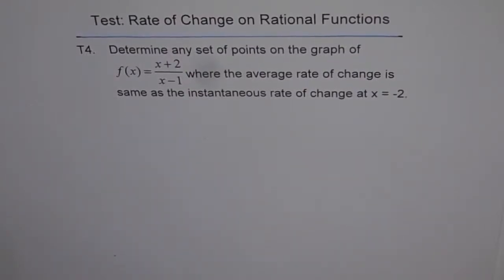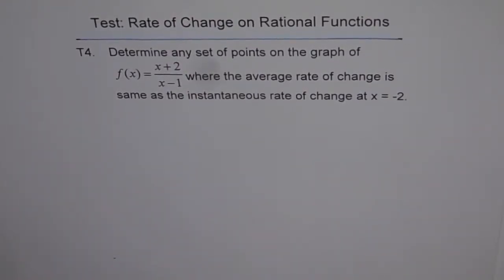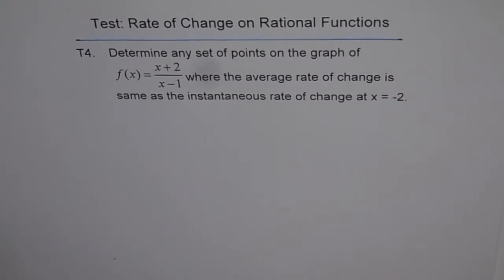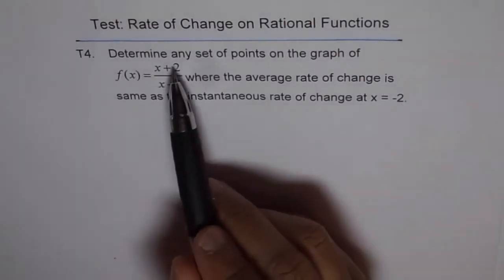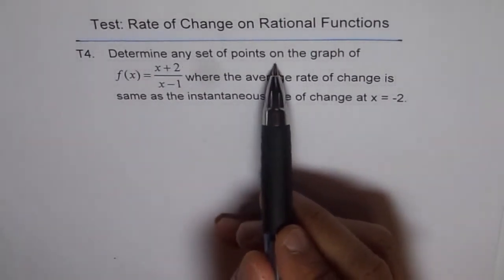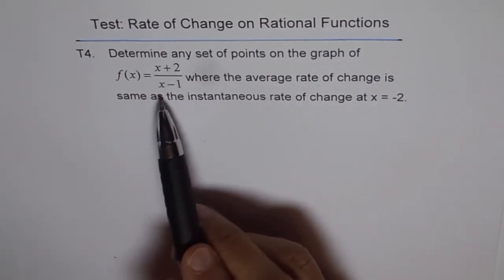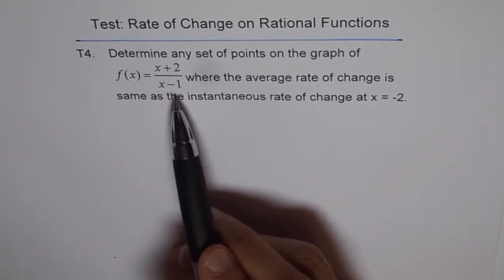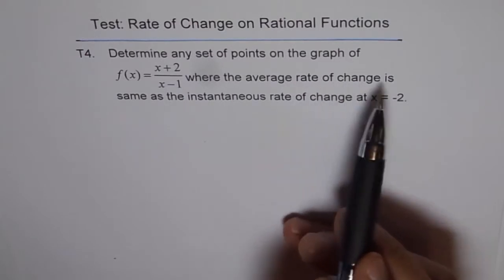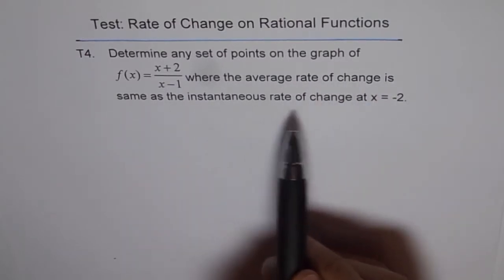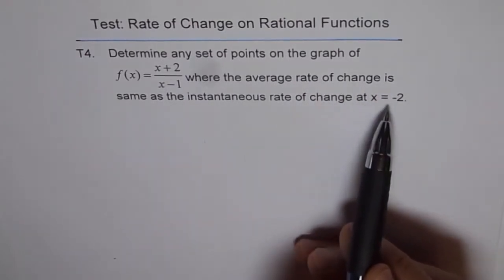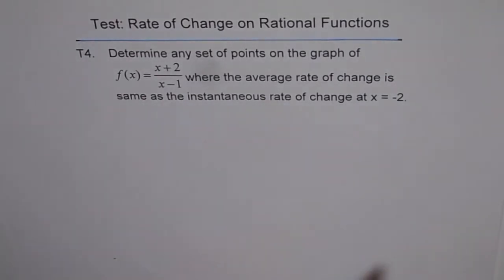Here is a solution for the fourth and the last question from our worksheet on rate of change of reciprocal functions. T4. Determine any set of points on the graph of f(x) = (x + 2)/(x - 1), where the average rate of change is the same as the instantaneous rate of change at x = -2.